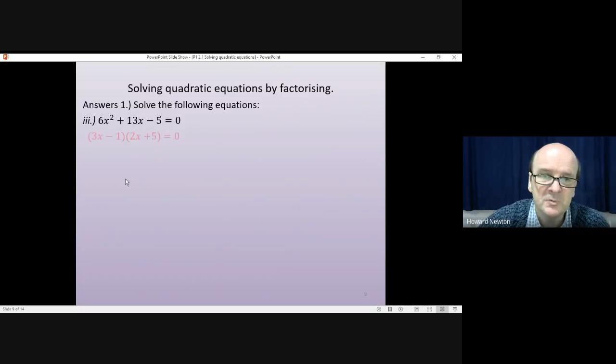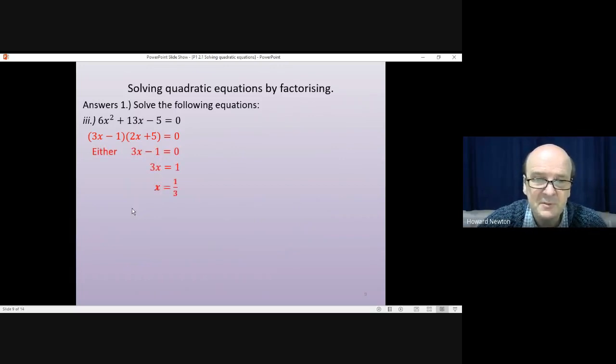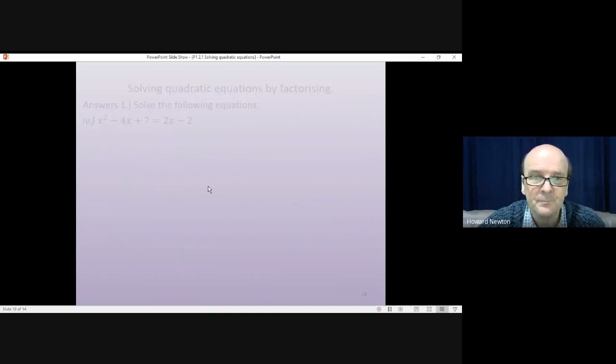We factorize the quadratic into 3x minus 1 times 2x plus 5 equals 0. Either 3x minus 1 equals 0, in which case 3x equals 1 and x equals a third, or 2x plus 5 equals 0, and 2x equals minus 5, and x equals minus 5 over 2. Those are the two solutions. x equals a third, and x equals minus 5 over 2.